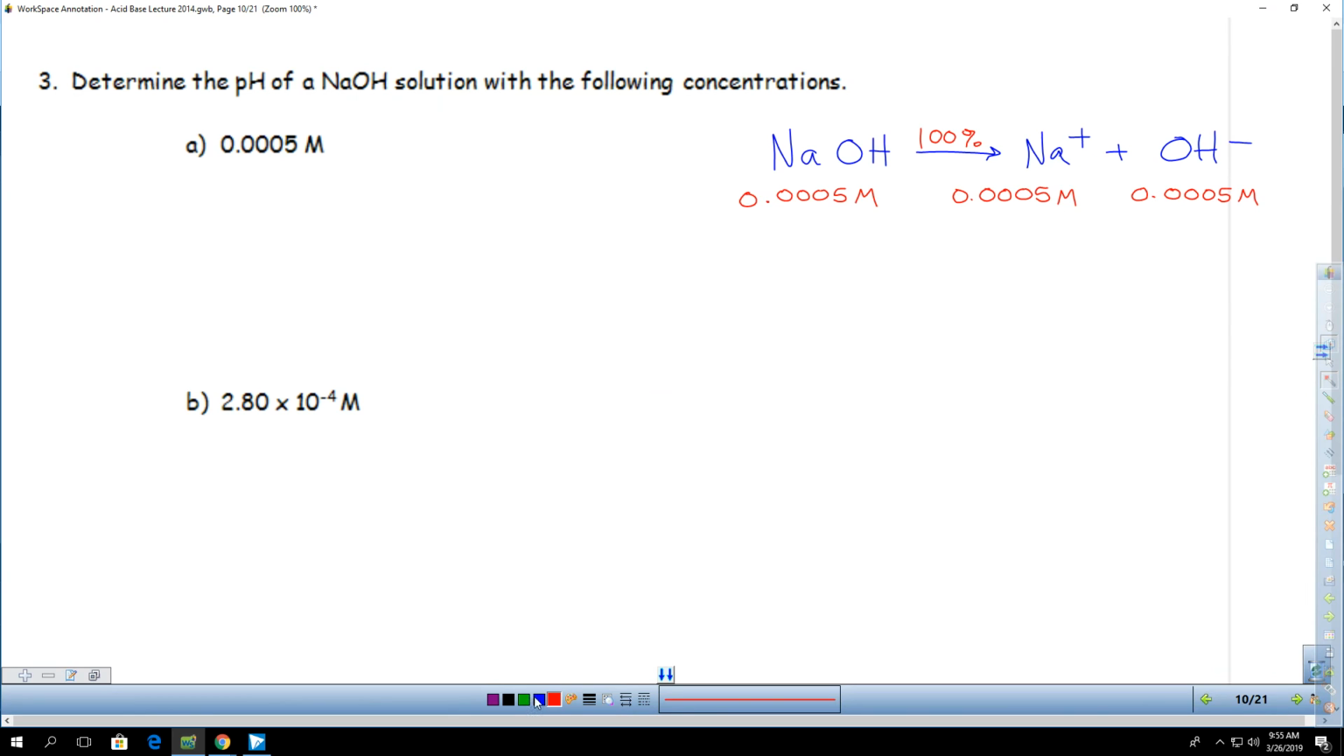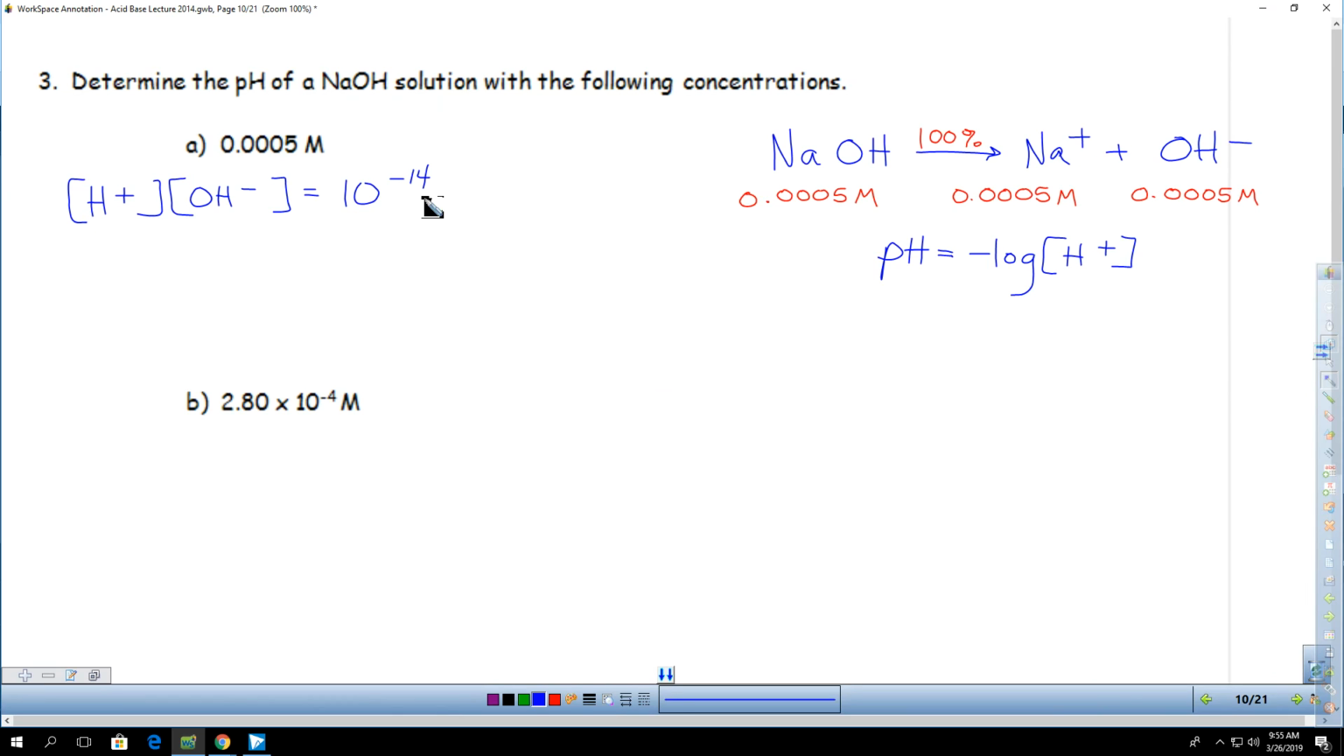So now we have a little problem. When I calculate pH, it's the opposite log of the hydrogen concentration, hydrogen or hydronium. And I don't have that. I have hydroxide. Dang it. But there is another equation. Do you remember this one? Hydrogen times hydroxide equals 10 to the negative 14th.